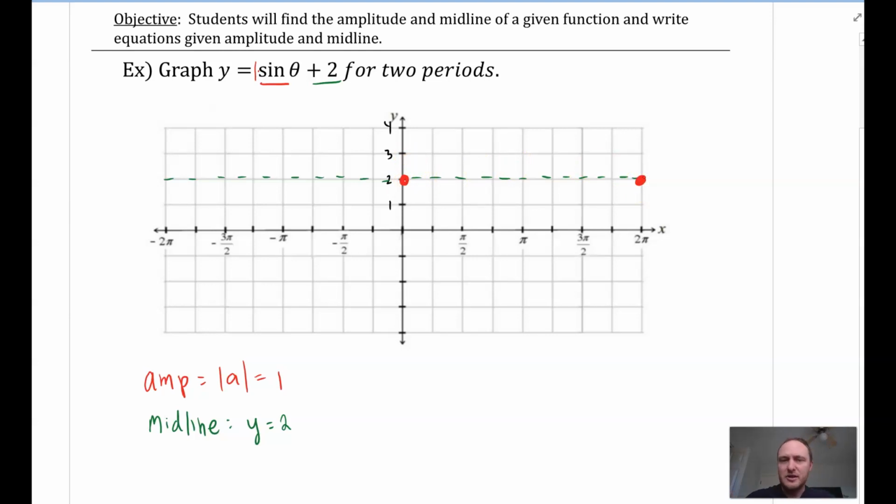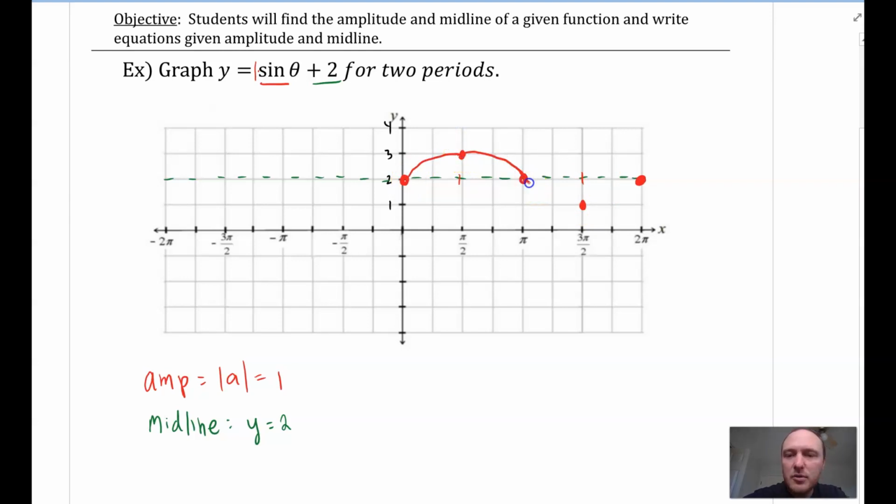Now we need to split the graph into fourths. So I'm going to cut my graph in half, and then cut it again into halves, and each of those locations is the location of a significant point. So I start at my midline, I'm going to go up to a maximum, and my amplitude is 1, so 2 plus 1 is 3. Then I'm going to go back to my midline, and then go down to a minimum, so 2 minus 1, minus the amplitude, here's the minimum, and I'm back at my ending point.